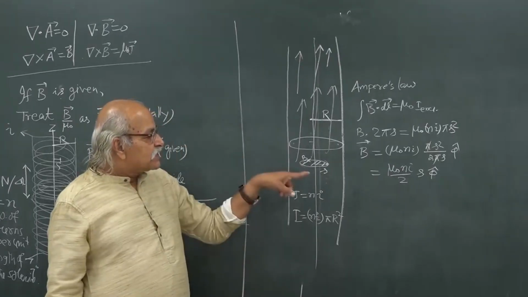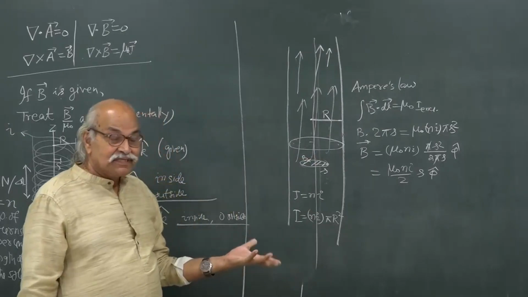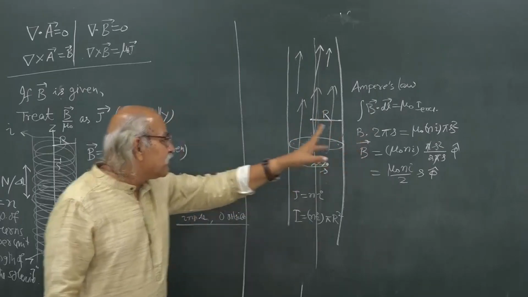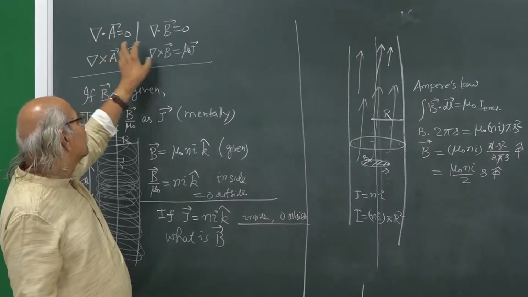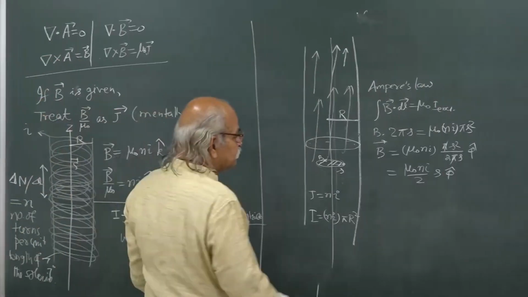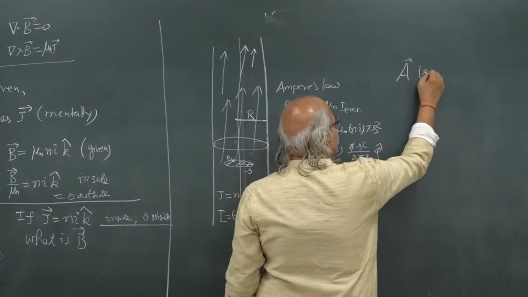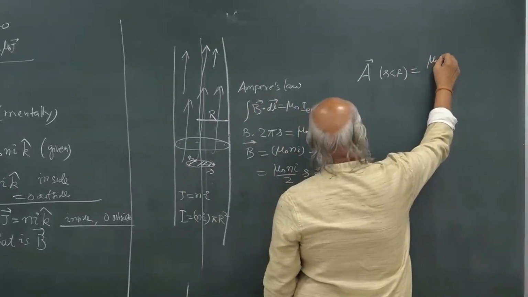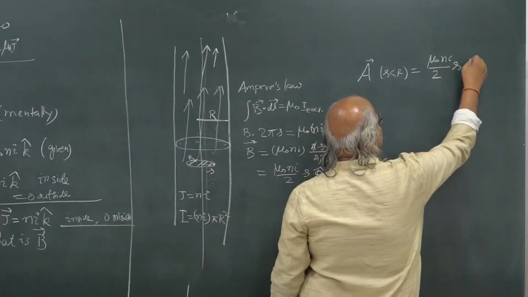So, we have gotten the expression for B, and this expression of magnetic field gives me the vector potential inside, because we have solved the same equation, and therefore, A inside, s less than capital R, is mu naught N I by 2 s phi cap.